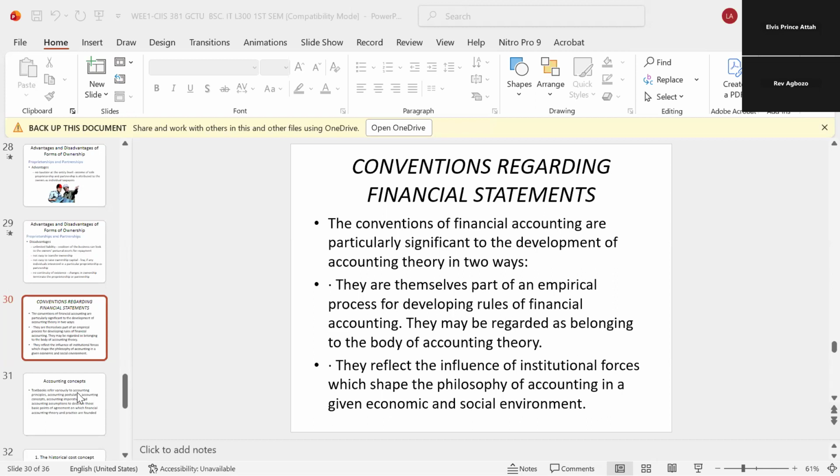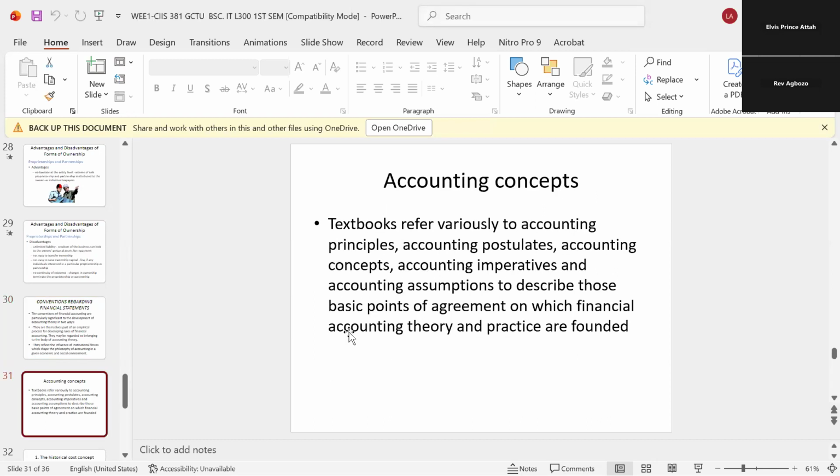So let's look at what accounting concepts are. Accounting concepts are principles that guide accounting: the concepts, the principles, the values, the rules that guide the preparation of financial statements.